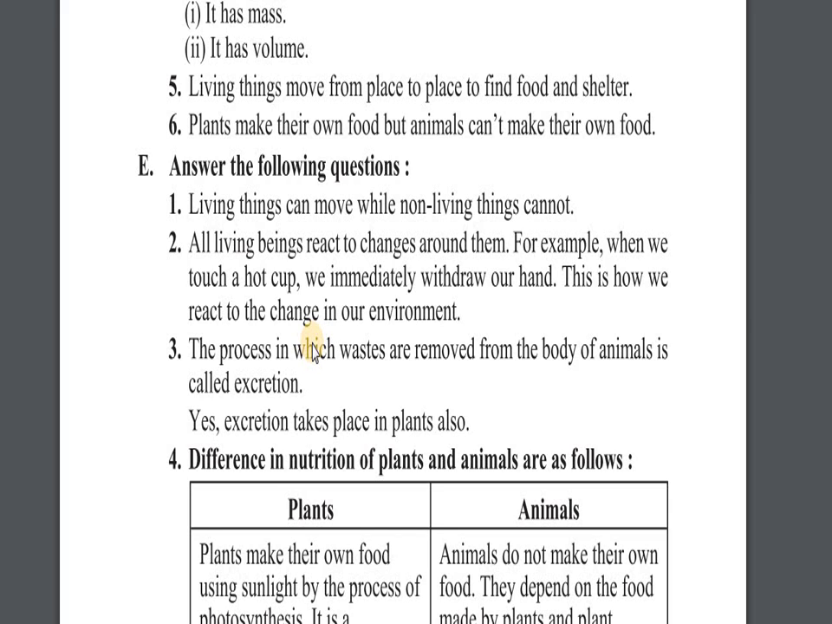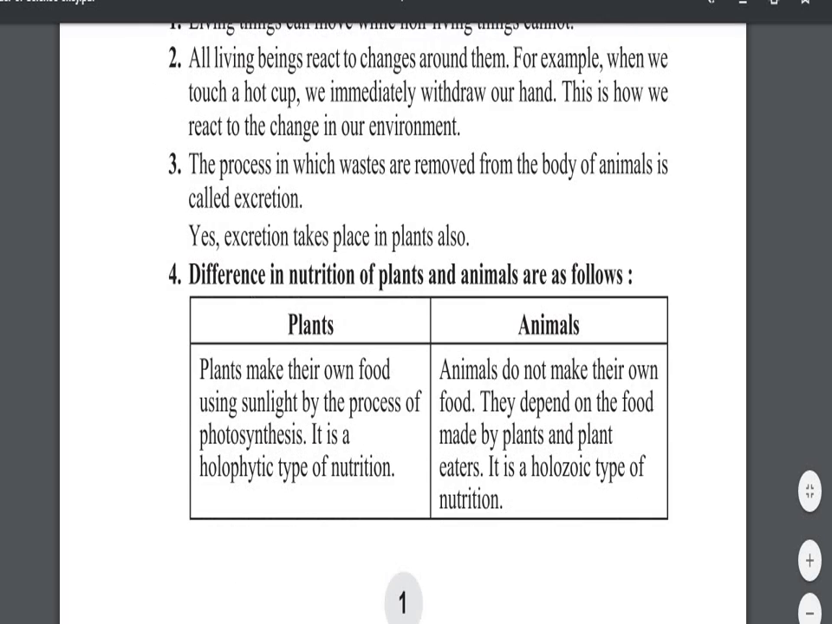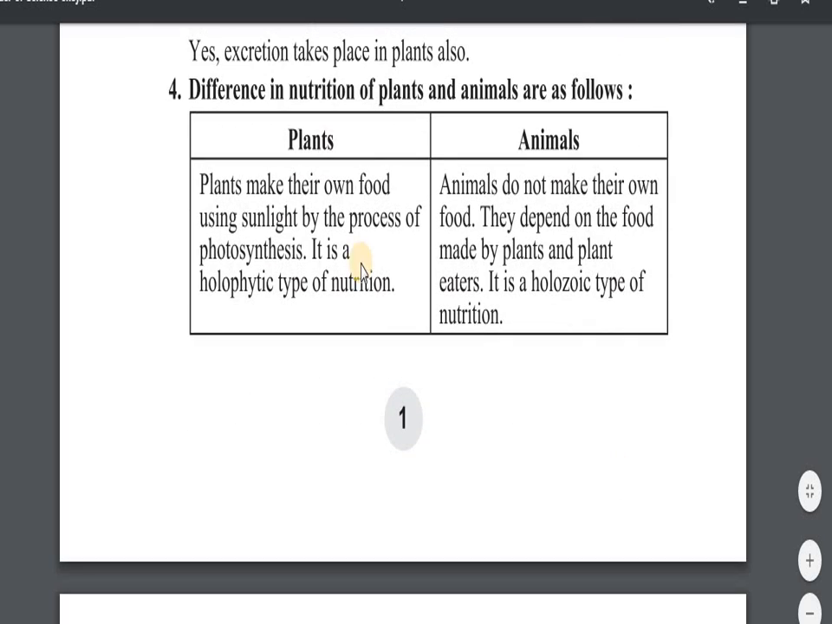Third question, define excretion. Does excretion take place in plants? The answer is the process in which wastes are removed from the body of animals is called excretion, and yes, excretion takes place in plants also. Fourth question, how are plants and animals different in nutrition? So for this answer, you can draw a table in which you can write about plants and in another about animal nutrition.